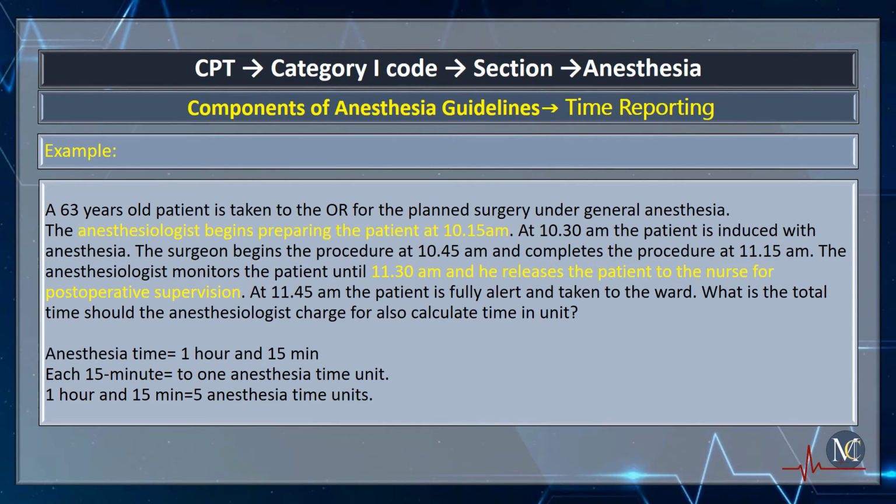So the anesthesia time duration is from 10:15 to 11:30, meaning the total time is 1 hour and 15 minutes. As we know, each 15 minutes is equal to one anesthesia unit. So for 1 hour 15 minutes, the total anesthesia units will be 5 units.